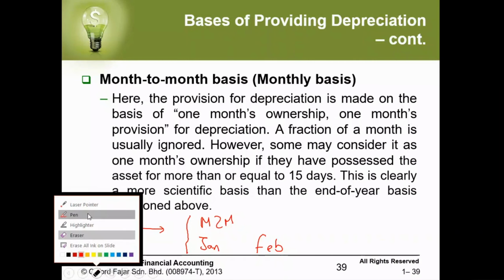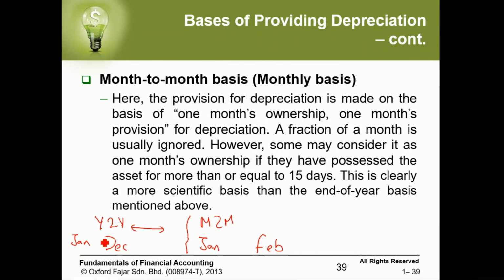So when we are talking about year-to-year basis, if you bought the asset in January or if you bought it in December, it's the same. But when we are talking about month-to-month basis, if you bought the asset in January, it's not similar if you bought the asset in February. It's not similar if you bought the asset in March or any other months. For each of these differences, we are going to consider how many months we are holding the asset.